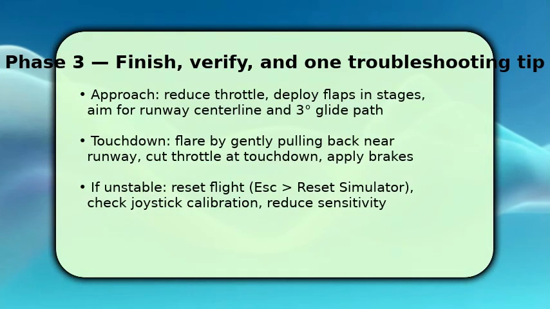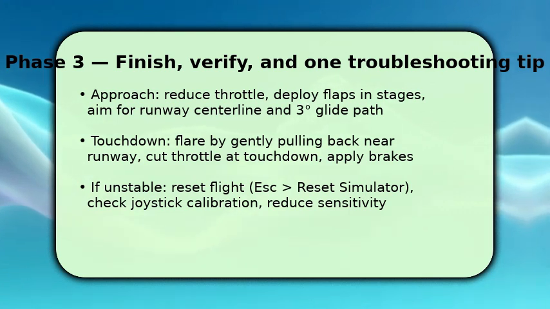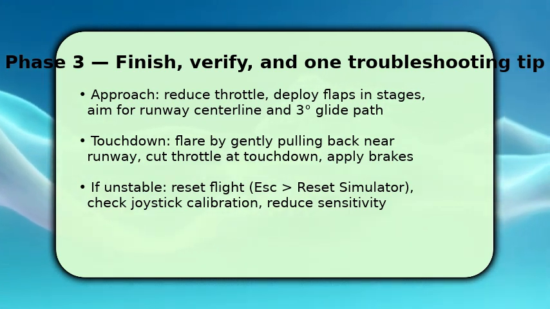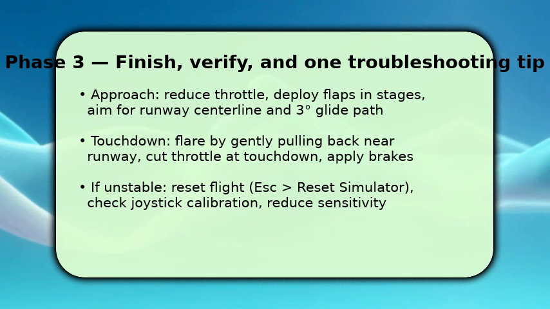To finish the flight, set up a stable approach. Reduce throttle, deploy flaps progressively, and align with the runway centerline. Target a shallow 3-degree glide path. As you near the runway, flare by smoothly pulling back to reduce descent rate, cut throttle at touchdown, then apply brakes.